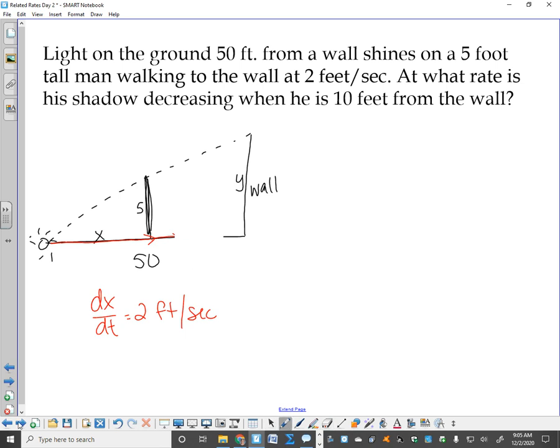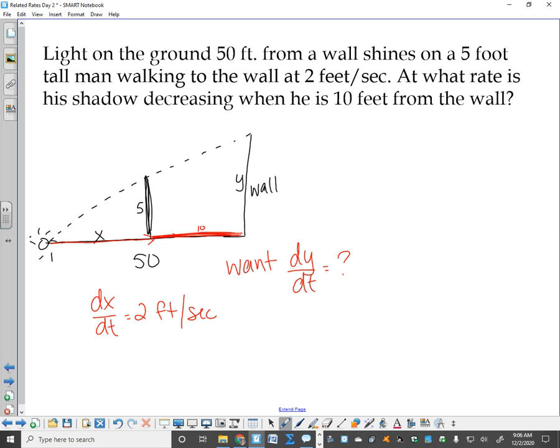But I'm going to put my X on the outside. Okay, I want, at what rate is his shadow decreasing? So as he walks closer to the wall, I want the rate at which his shadow is decreasing when he's 10 feet from the wall. Okay, so when this distance here is 10 feet, but it's not always 10 feet. Like, that's not a constant. And I really don't want another variable.